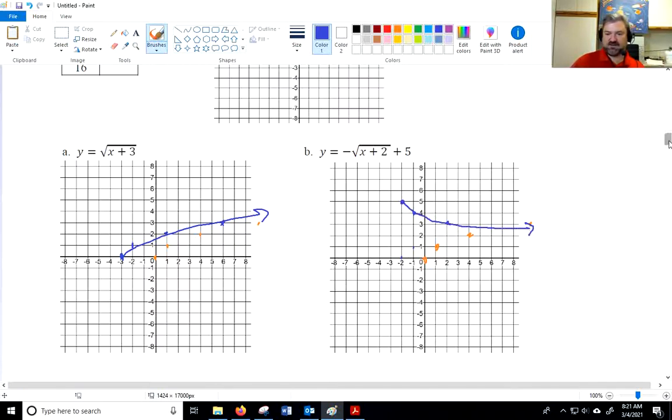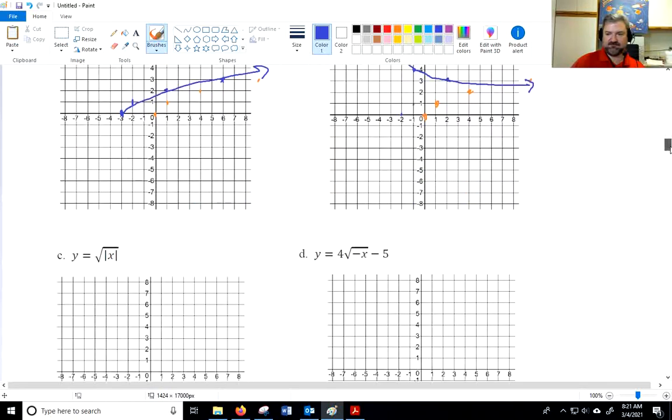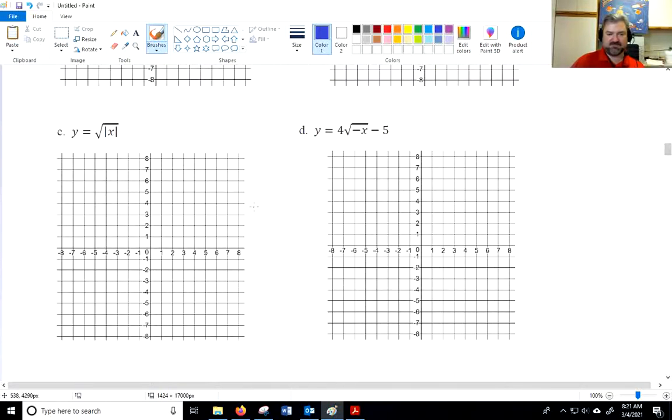All right, let's try the next one. The absolute value of x. Remember, when the absolute value is on the inside, it copies the right-hand side over to the left of the y-axis. So we end up with this. Now we have 4 times the square root of negative x minus 5.